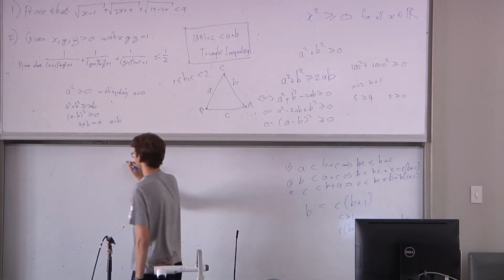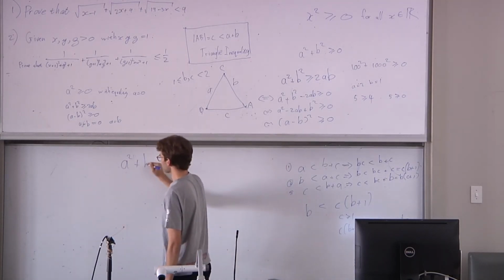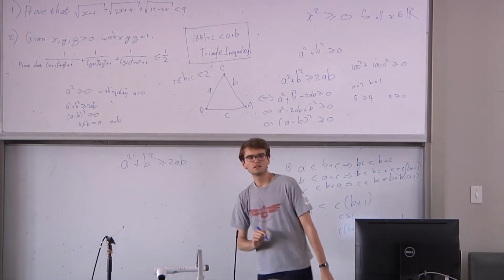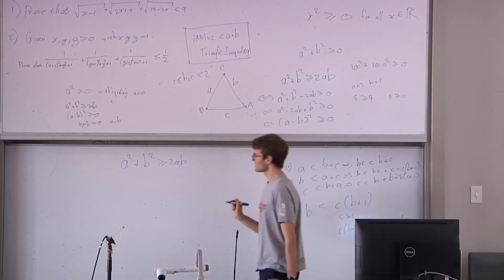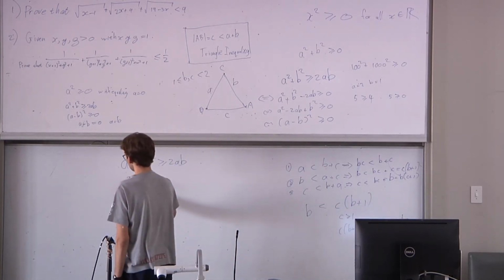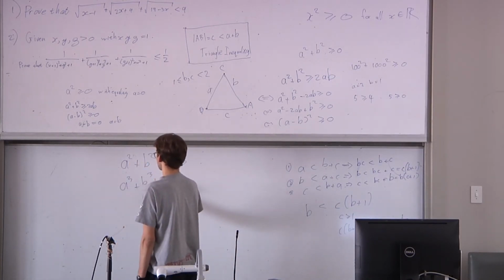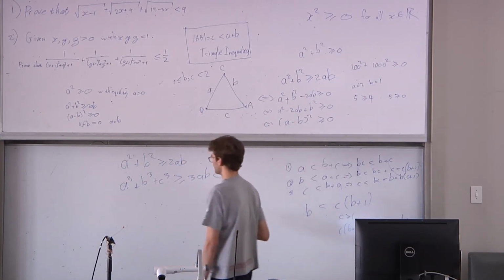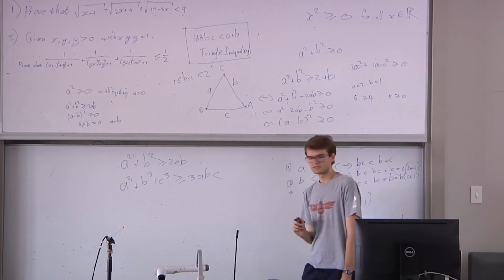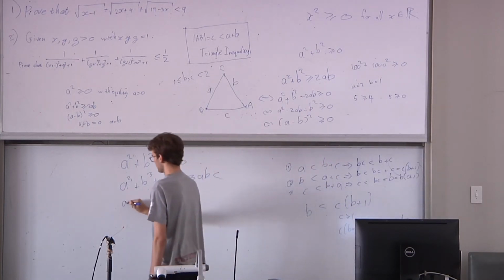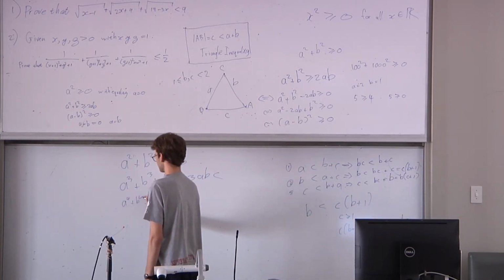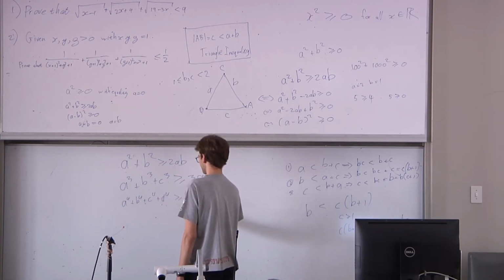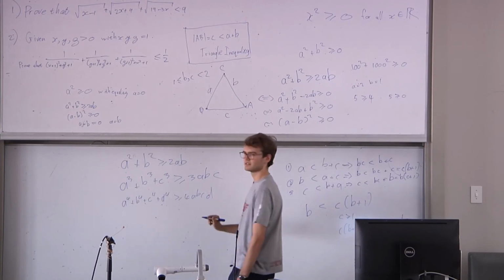So consider something of the form a squared plus b squared being bigger than or equal to 2ab. It turns out it's also true that a cubed plus b cubed plus c cubed is greater than or equal to 3abc. And it turns out that a to the 4 plus b to the 4 plus c to the 4 plus d to the 4 is greater than or equal to 4abcd.